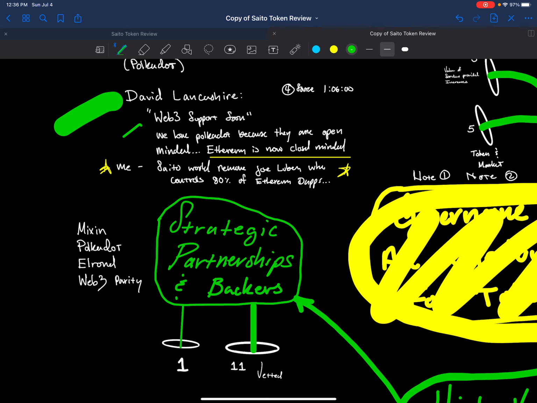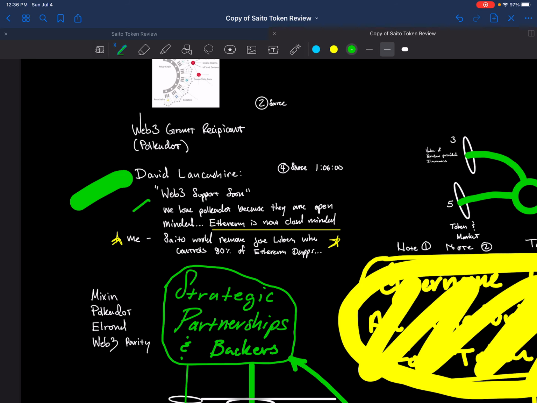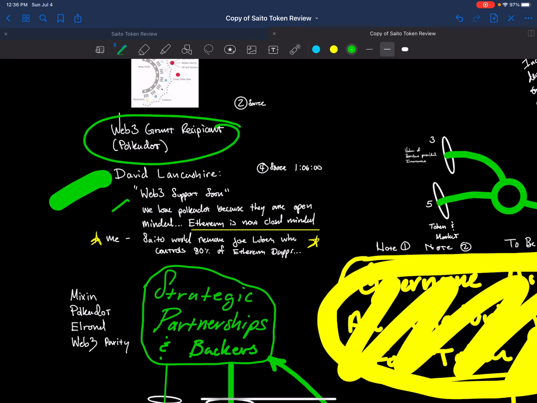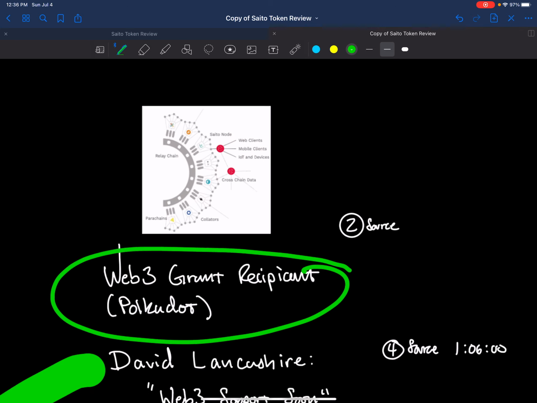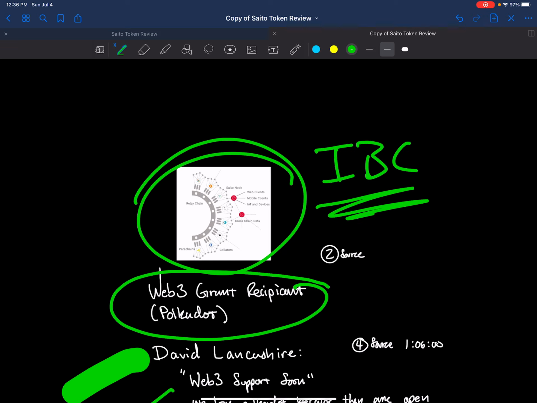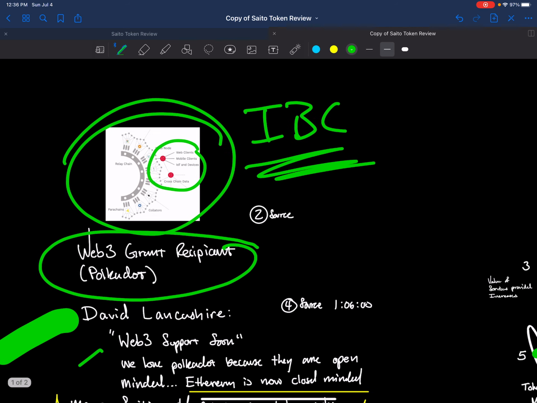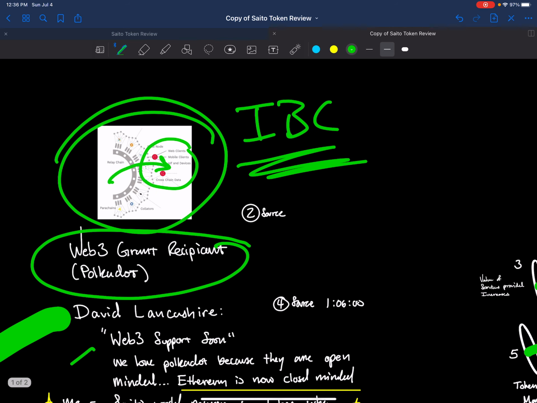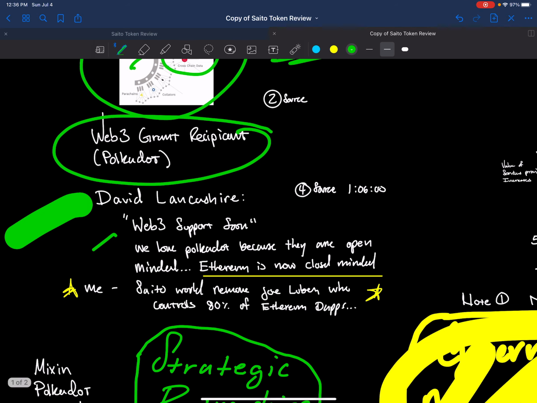Web3 support soon. This project is a Web3 Foundation grant recipient. That is very good. They could see themselves playing in the Polkadot ecosystem. That is a good call. IBC, inter-blockchain communication, is one of the most important narratives going forward in blockchain. And you can see Saito will work with Polkadot, and Polkadot can consult with this project for its utility in blockchain storage and accounting for the blockchain storage data.